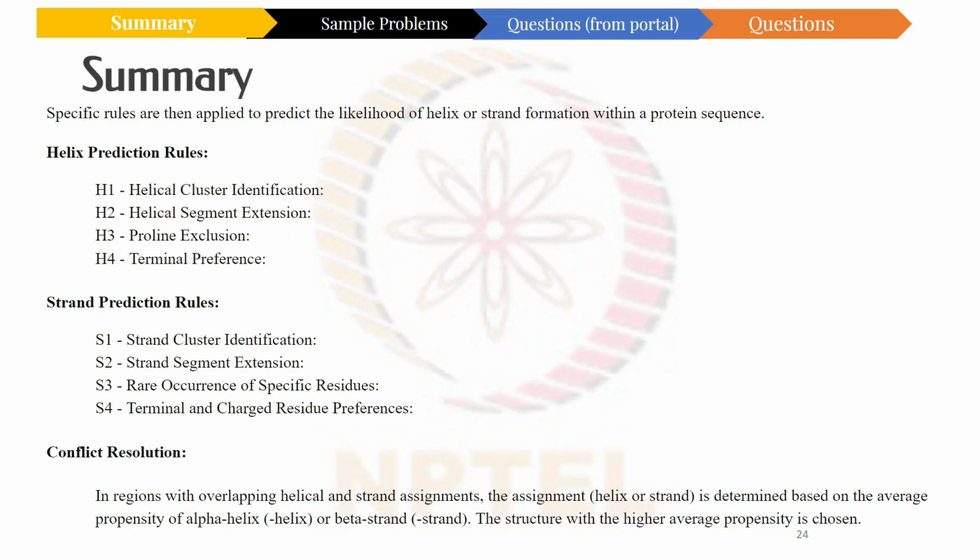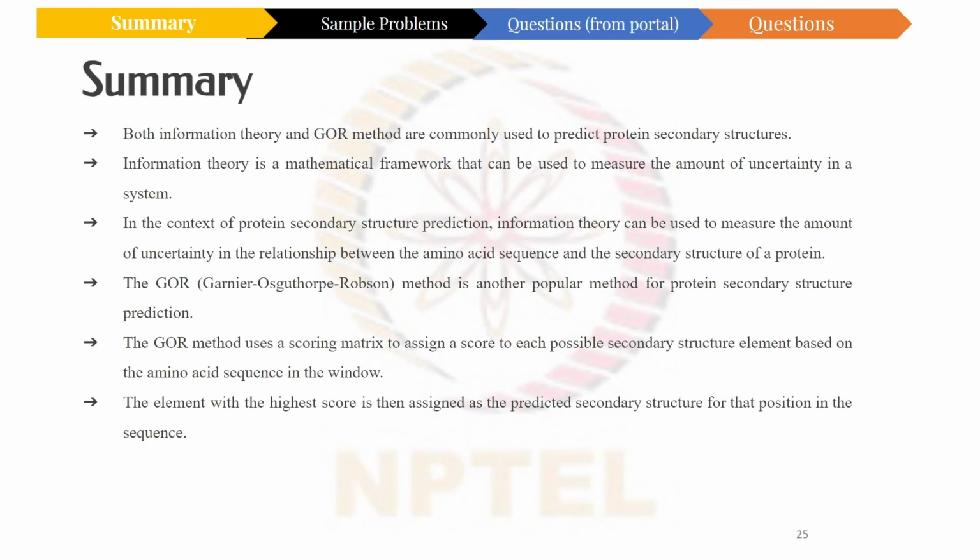So these rules provide a systematic approach to predict the alpha helices or beta strands in proteins, considering various factors such as residue composition, cluster formation, and terminal preferences. We have other methods such as information theory and GOR. Both these methods can be used for predicting again.